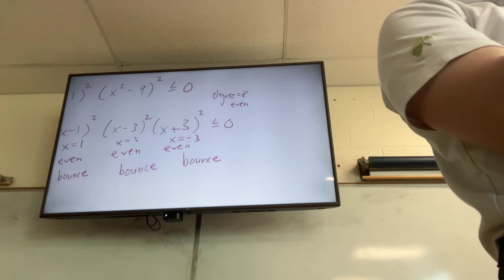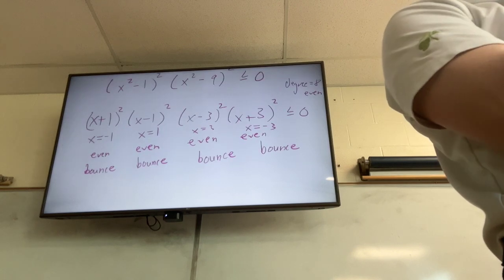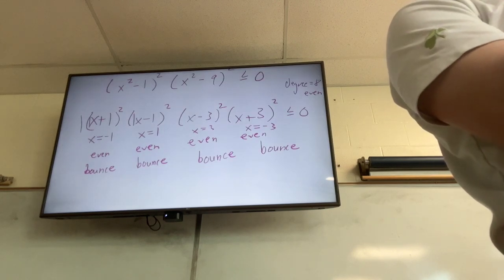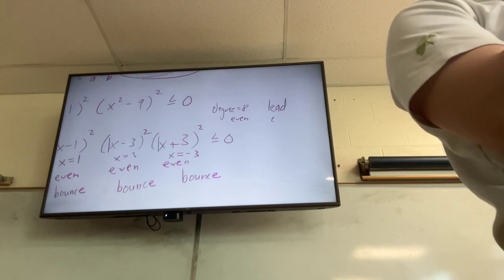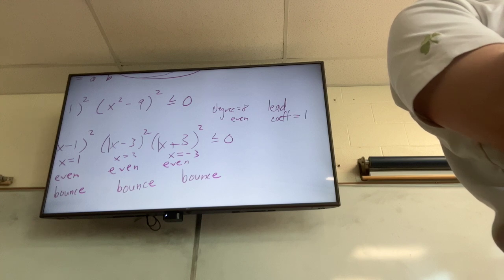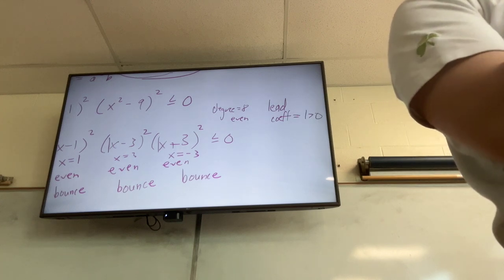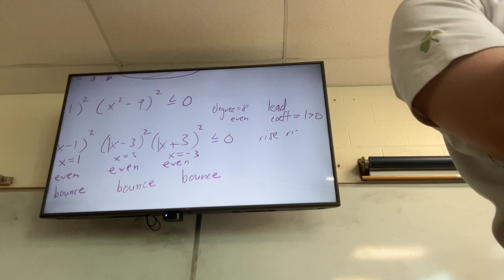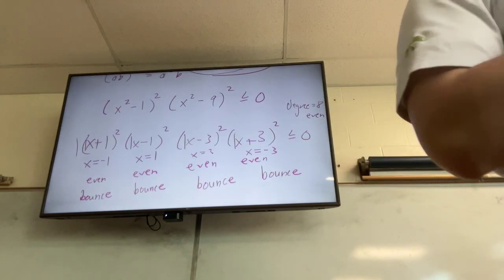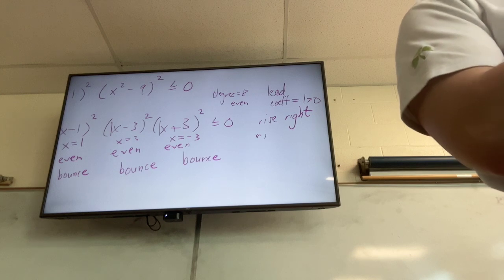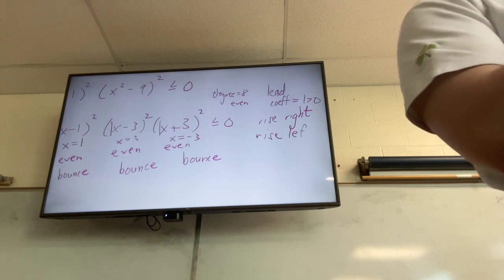Okay. Lead coefficient is what? What's 1 times 1 times 1 times 1 times 1? It equals 1. So even positive, it's going to rise right, rise left. If you don't believe me, look at the charts. If you don't believe the chart, go on like Wolfram MathWorld and look at a proof of the charts.